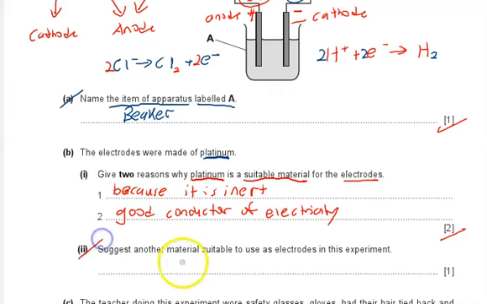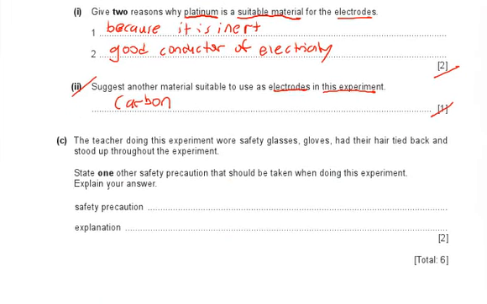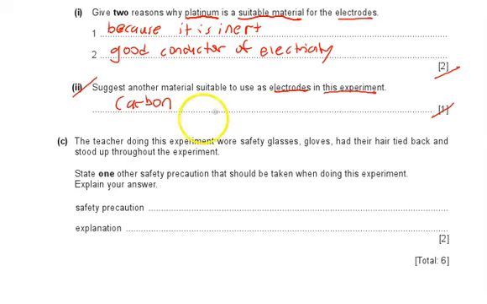Okay, suggest another material suitable to use as an electrode in this experiment. As I explained just now, we also can use carbon rods. So this is 1 more mark. Okay, now we move on with the next one. The teacher doing this experiment wore safety glasses, gloves for acid, and had their hair tied back and stood up for the experiment.